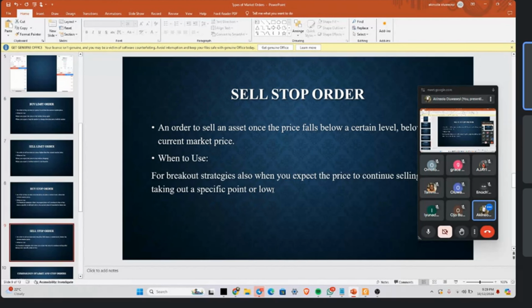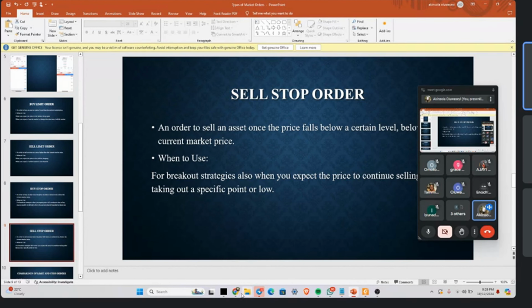What else? Sir, the sell stop. A sell stop is actually an order you give to the market when you are expecting the price to trade lower. Do you get that? Yes, sir.